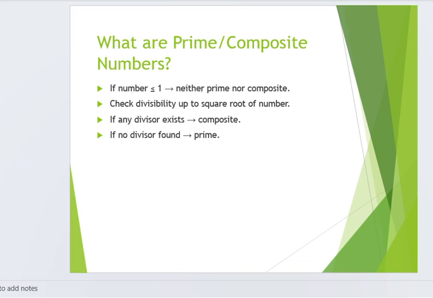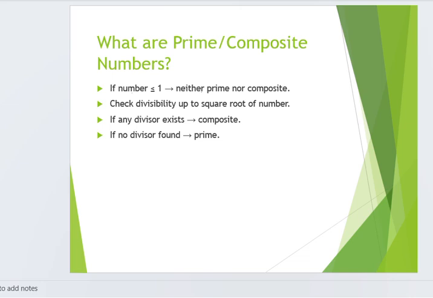The second thing is that when checking for divisibility, we will check only up to the square root of that number, as the biggest factor of any number is its square root. Other factors will be multiples of the previous factors other than the square root.